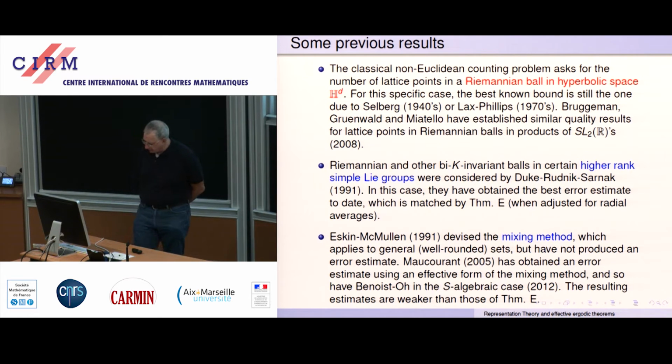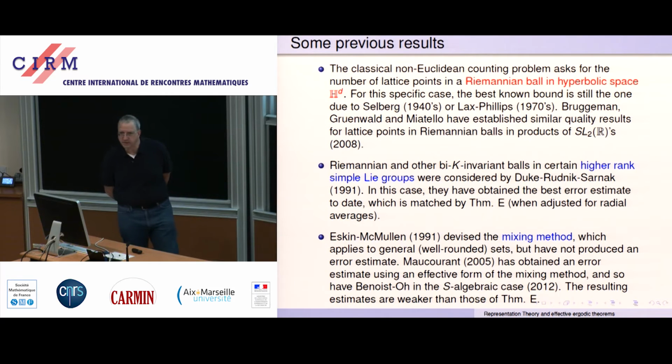Now, Eskin-McMullen in 1991 devised the mixing method, which applies to general well-rounded sets, but have not produced an error estimate. Mocourant in 2005 has obtained an error estimate using an effective form of the mixing method, and so have Benoit and O in the S-algebraic case. But the resulting estimates are weaker than those of theorem E.